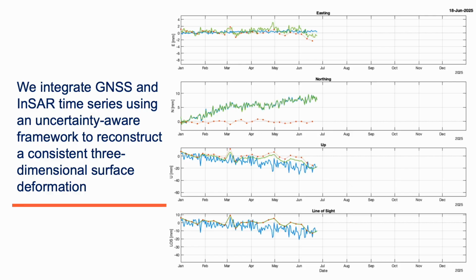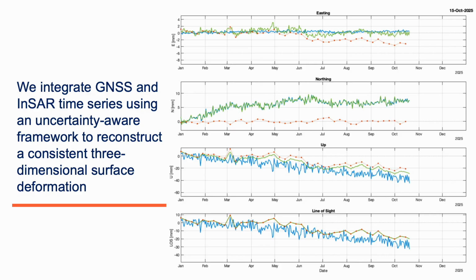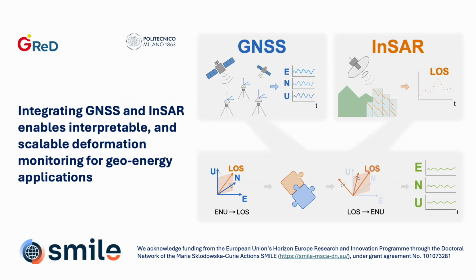Here is a simplified view of the results, where the blue represents the GNSS, orange the InSAR, and the green corresponds to the integration method. By integrating GNSS and InSAR, we move towards scalable and operational three-dimensional deformation monitoring, supporting safer and more sustainable geoenergy applications.